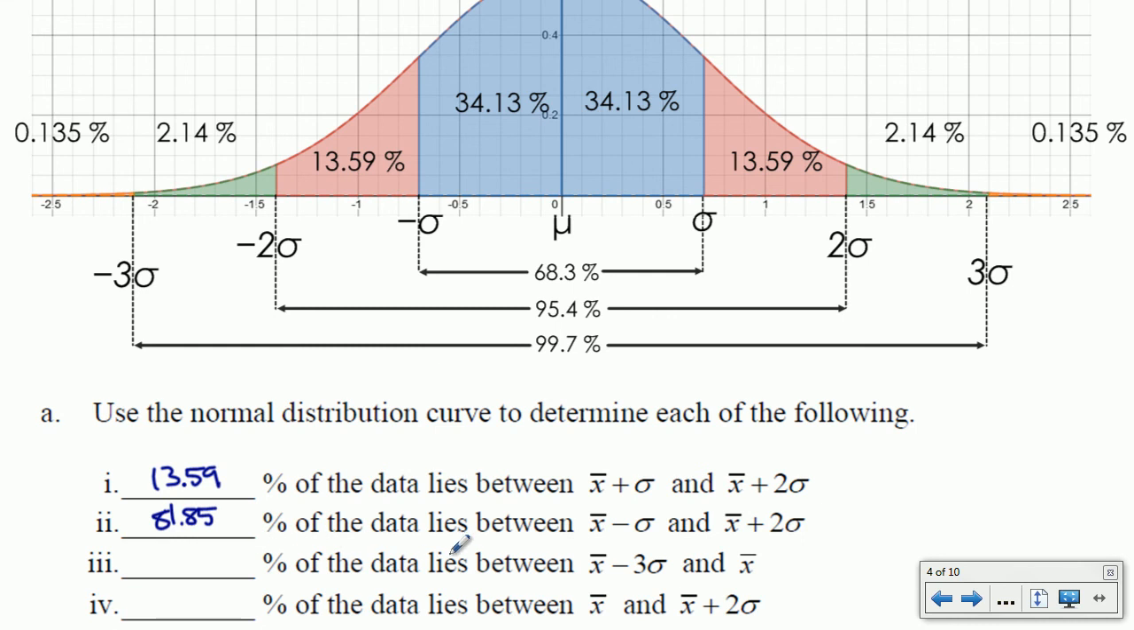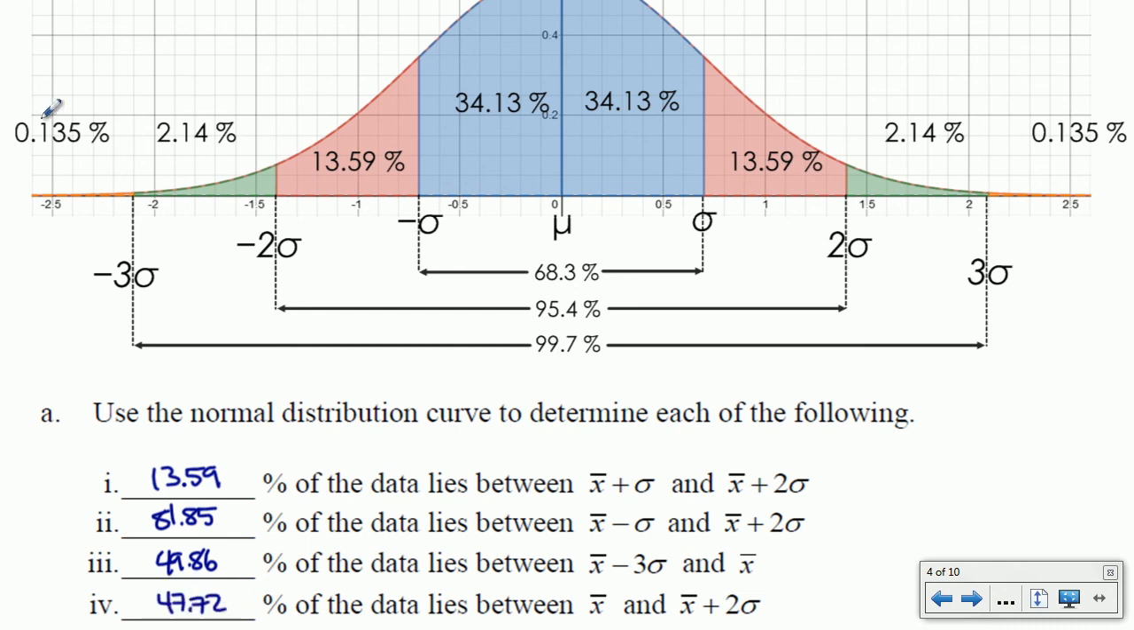Next, what percent of the data lies between x bar minus 3 sigma and x bar? So x bar minus 3 sigma is here, and x bar is over here. So we have to add up each of these areas. 2.14 plus 13.59 plus 34.13. That gives us 49.86. And last, what percent of the data lies between x bar and x bar plus 2 sigma? X bar is here, x bar plus 2 sigma is here. We add this percentage and this percentage, which gives us 47.72.